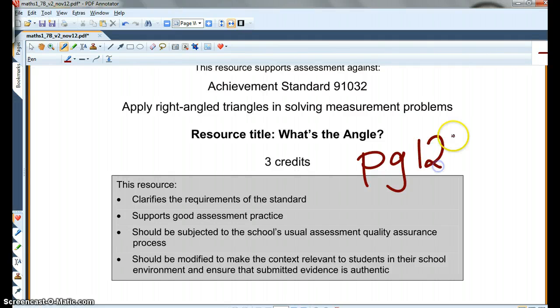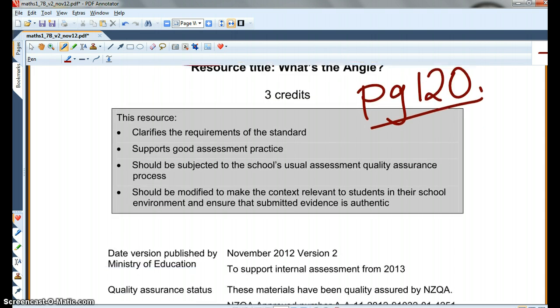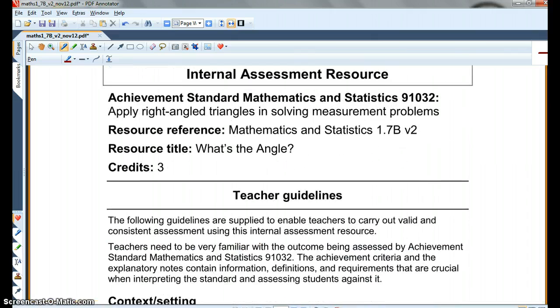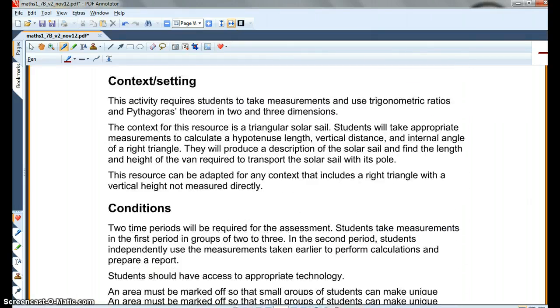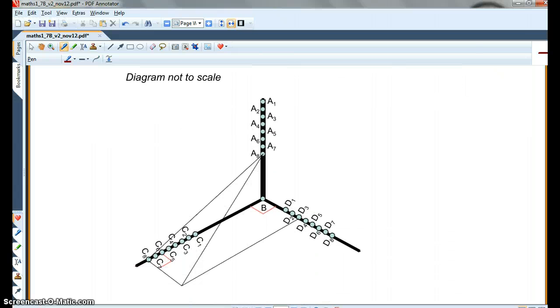Together. Okay, so that's page 120 of your blue course book. We're applying right angled triangles in solving measurement problems. So we have to measure, we have to do our right angled triangle type thing. Now, we've read through that, and this is a slightly different one, isn't it? But it's the same assessment but different.